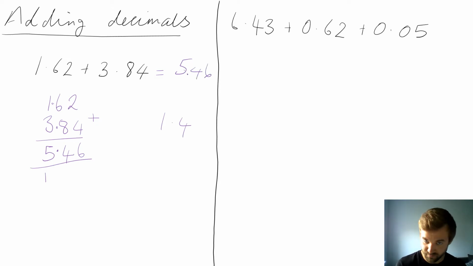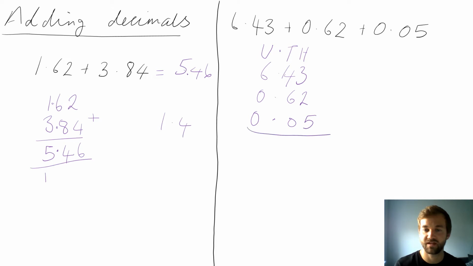The next one, I've got 6.43. Similar idea to the last one. Units, tenths, hundredths. I'm going to line them all up. 0.62 and 0.05, and I'm going to then add them together like before. 3 add 2 add 5 is 10. 4 add 6 add 1 is 11. And 6 add 1 is 7. So the final answer is 7.10.